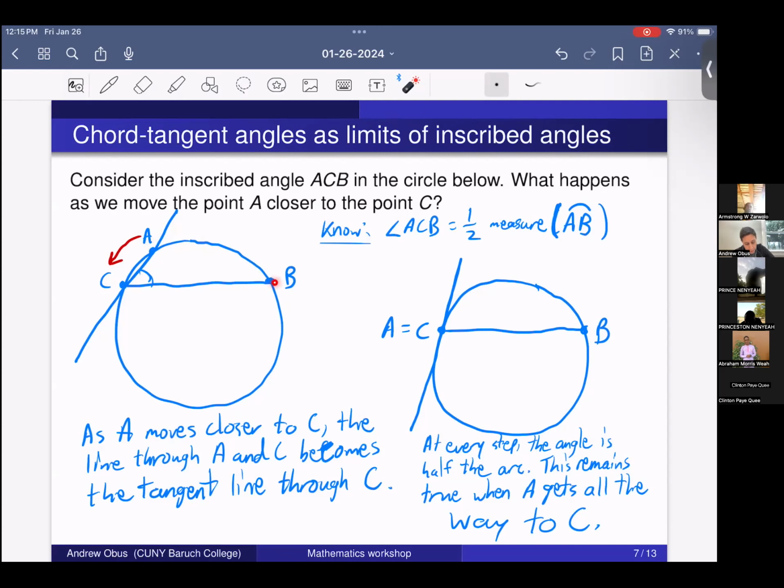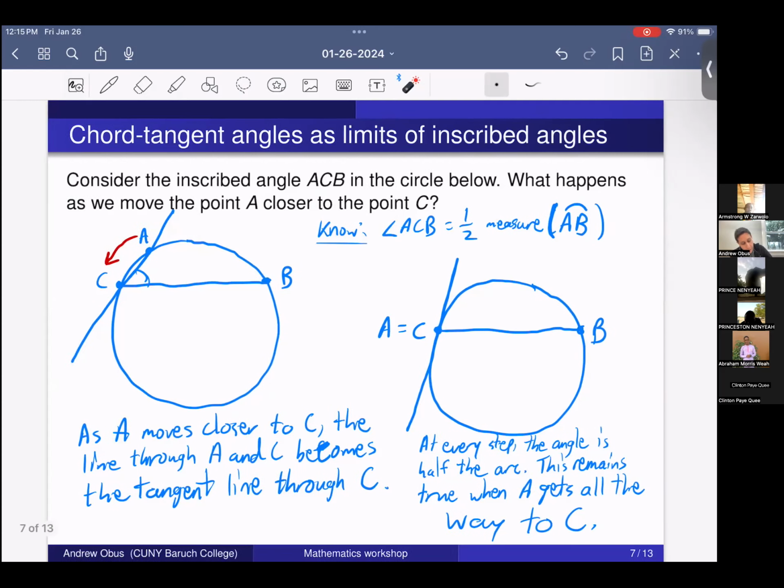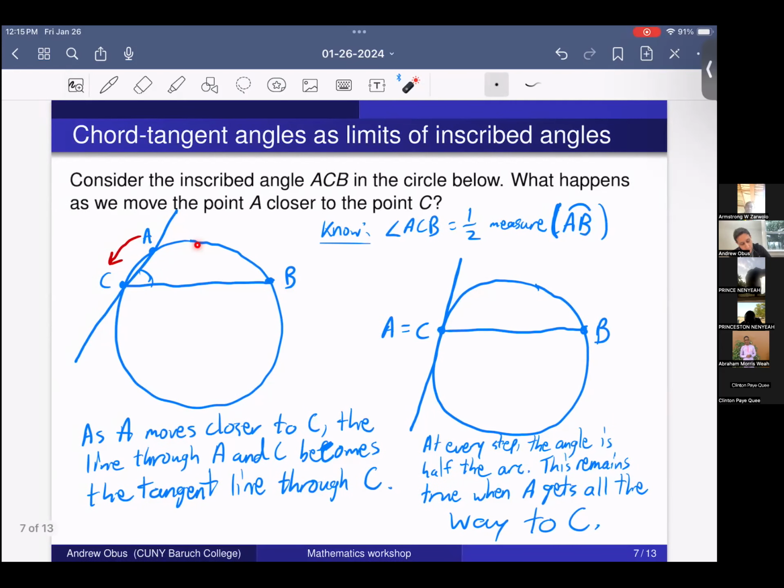So if you want to move it toward B? Yeah, sure. It's going to be the same thing, right? But in that case, if A moves toward B, then you're going to get the tangent line at B instead. Well, okay, if A moves toward B, that's just 0, and so the angle just becomes 0, right? If you're trying to measure angle ACB.